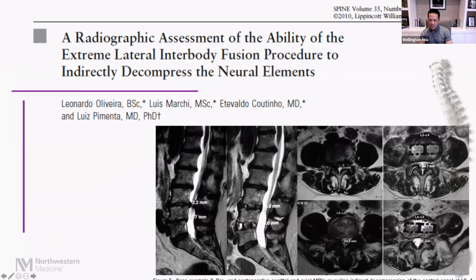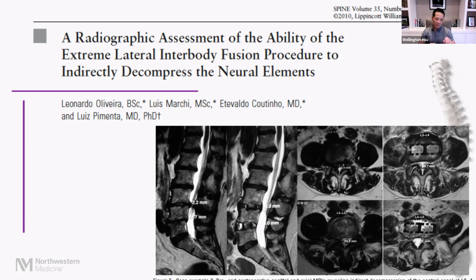Looking at this right here, the left is pre-op and the right is post-op. So for individuals who don't believe that indirect decompression can decompress the canal, you just need to refer to a couple of these studies to show that you can actually achieve this. Now, it only works in an individual with a collapsed disc space and/or an isthmic spondy.